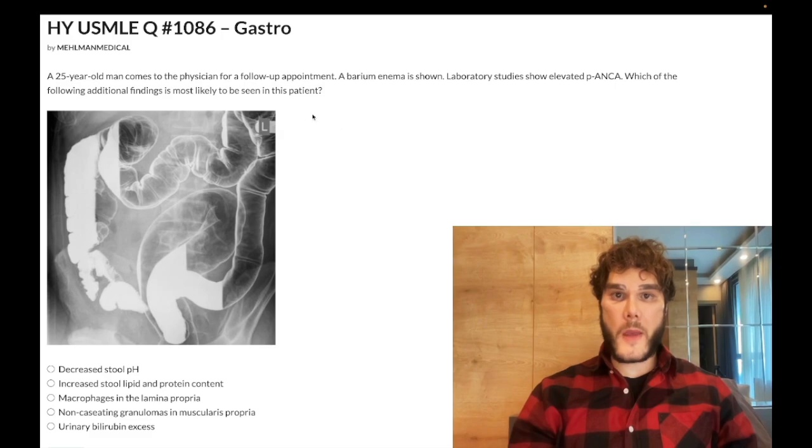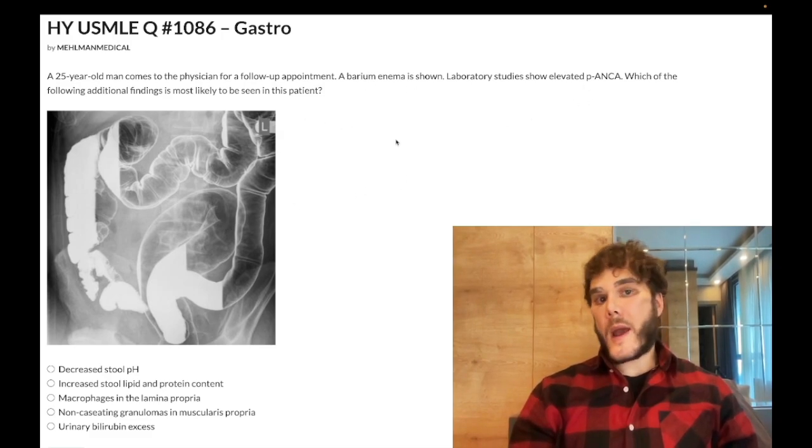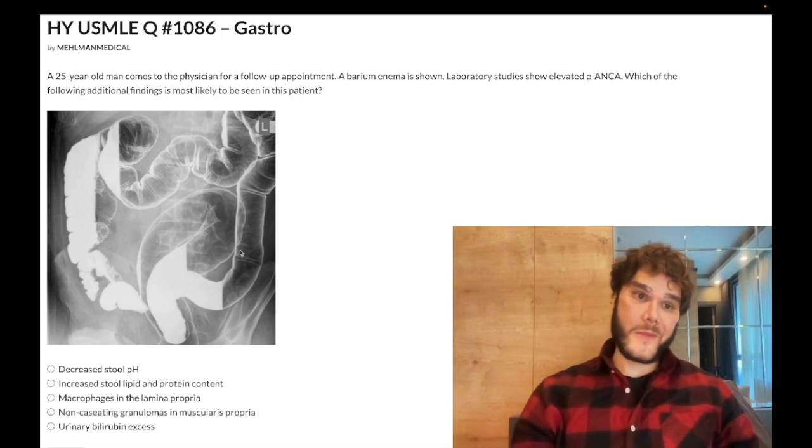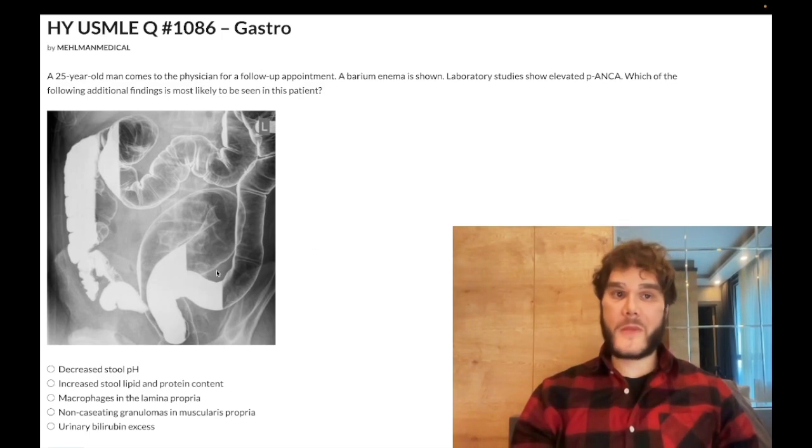So we have a 25-year-old man, barium enema is shown, Qbank elevated, and I intentionally gave you a very skeletal, vague vignette because I want to test your radiology here. As I've talked about in other YouTube clips, no, the USMLE does not expect you to be a radiology expert, but this barium enema, exceedingly high yield and pass level. We're looking at ulcerative colitis.